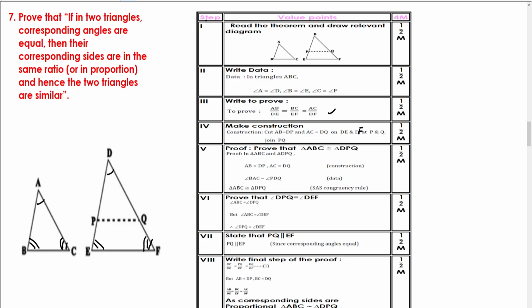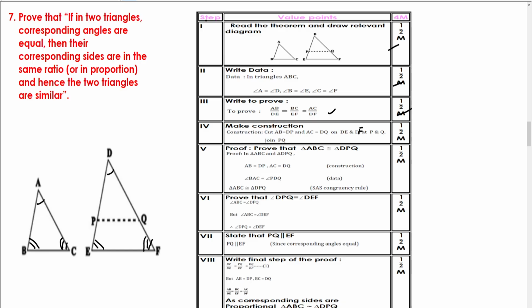Now what is to be proved? When the two triangles are equiangular, then their corresponding sides should be proportional. We have to prove that. Corresponding sides, what are the corresponding sides? Sides opposite to equal angles. That is AB upon DE is equal to BC upon EF is equal to AC upon DF. We have to prove this. If you write this, you will get half a mark. Thus you got 1.5 marks now.